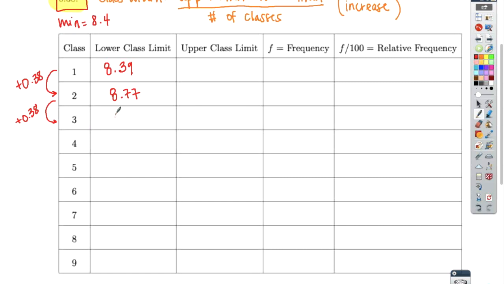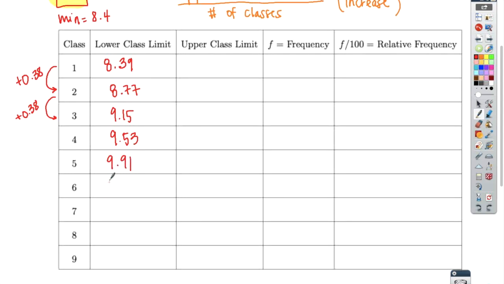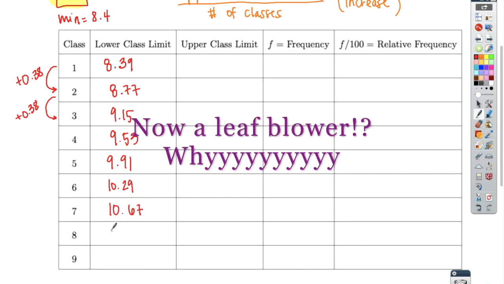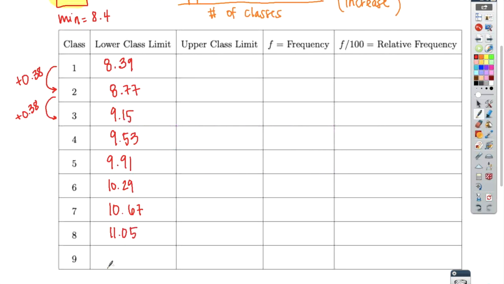So when you have this done, it should look like 8.77 and then 9.15. Check your values with my values: 9.53, 9.91, 10.29, 10.67, 11.05, and 11.43. Okay, so that's just adding 0.38. There's our class width that I'm adding to each of these.